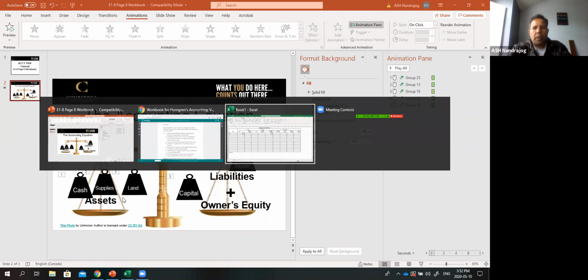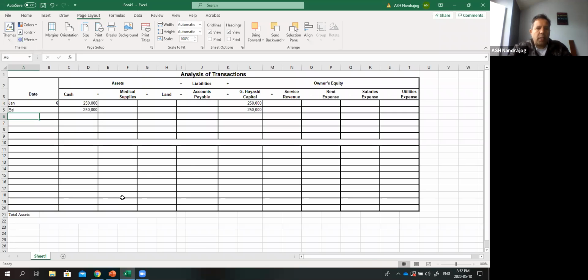Okay, so let's go back to our equation now and let's write down the transaction. So January 9th, remember we have lowered the cash because we have spent the cash, 150,000, and we have bought the land for that amount. So now we own land for 150,000. There's no change to accounts payable and no change to the capital.